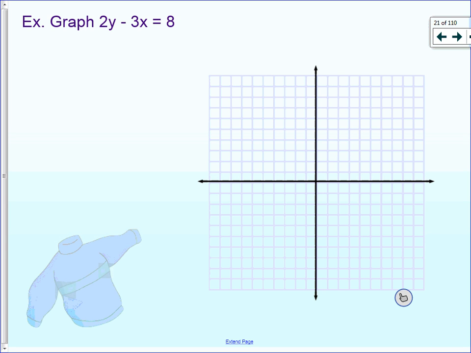How many do you want? Minimally 3. I like doing negative and positive, just so you get both sides of the y-axis. I always like 0. I would do a negative, a positive, and 0 if you're going to do 3.